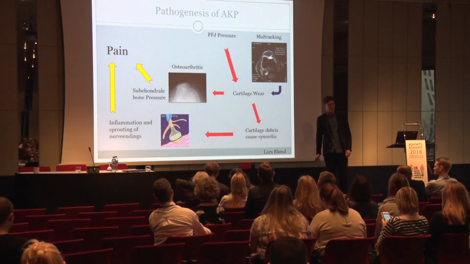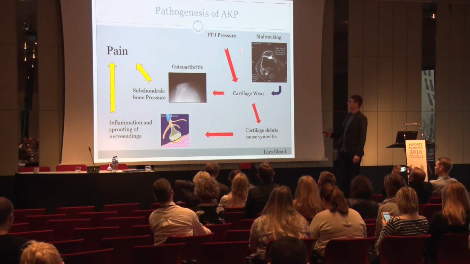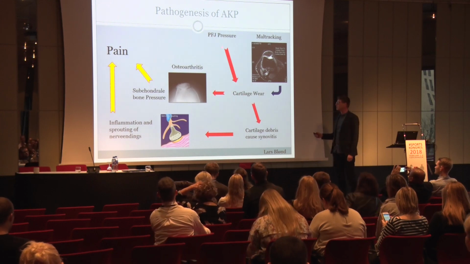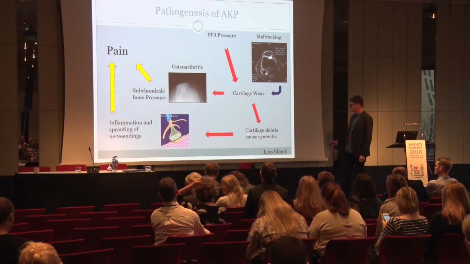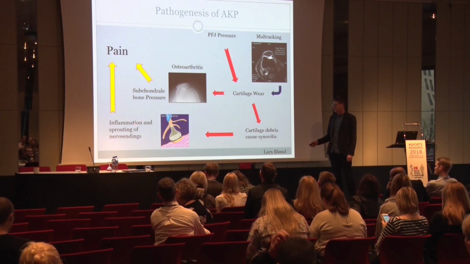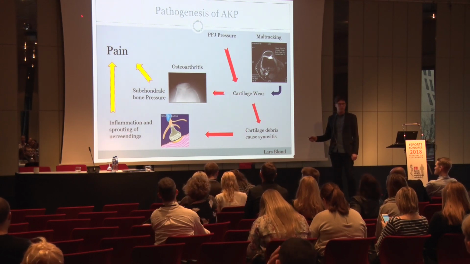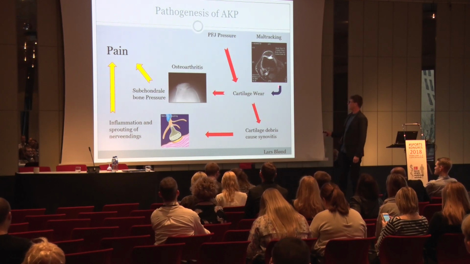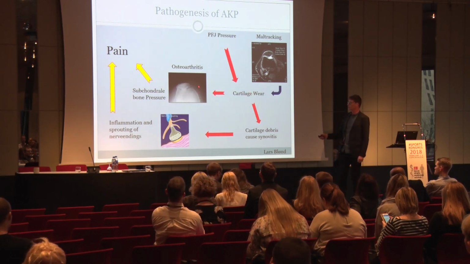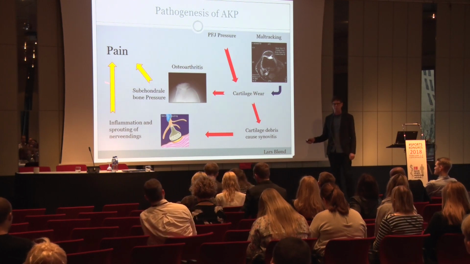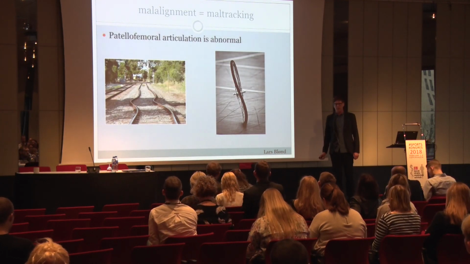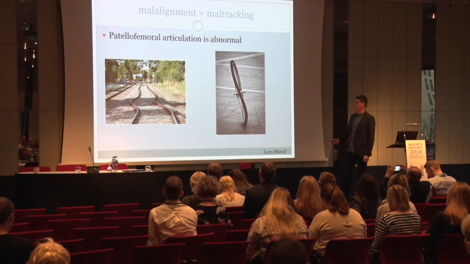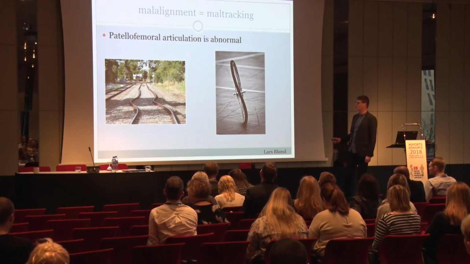So why do you get this pain? I don't know, but this is my own theory. You can have increased patellofemoral pressure. We know that is a factor in many of these patients. That causes cartilage wear. This causes cartilage debris. We know that causes synovitis and inflammation, and thus causes sprouting of nerve endings and pain. You can have maltracking, the same. You can take the other pathway. This causes osteoarthritis, that causes increased subchondral pressure, and we know that causes pain. So what is malalignment? It's the same as maltracking. The patellofemoral articulation is somehow abnormal.